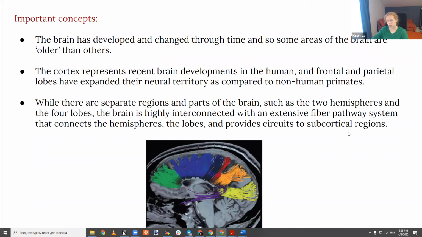So this division is symbolic in some way, when we say that this part of the brain is responsible for one function, and this part of the brain is responsible for another function.